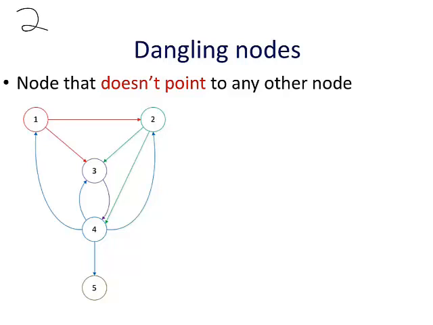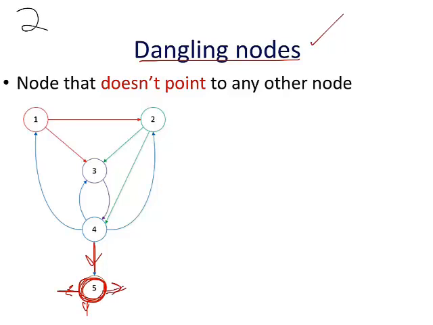The first is this idea of a dangling node. So what exactly is a dangling node? Simply put, it's a node that doesn't point to any other node. For instance, in this graph right here, we've augmented our web graph that we had before, and we have this node 5 right here. So node 5, while it's pointed to by node 4, does not point to anyone else. There's no out degree. It has an out degree of 0.